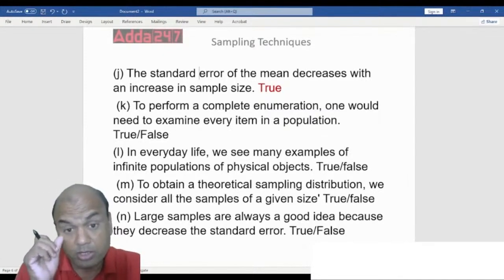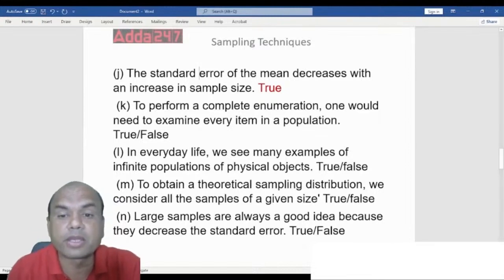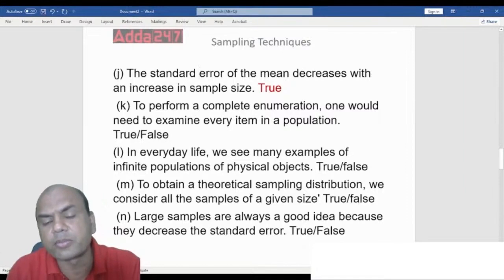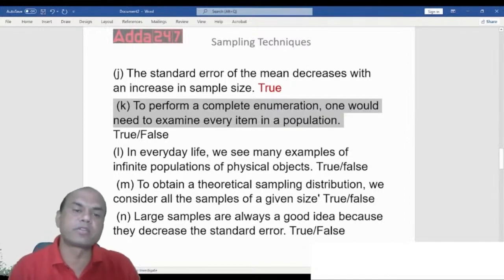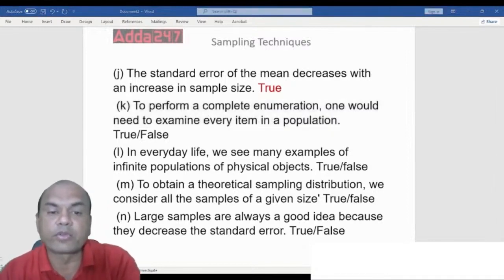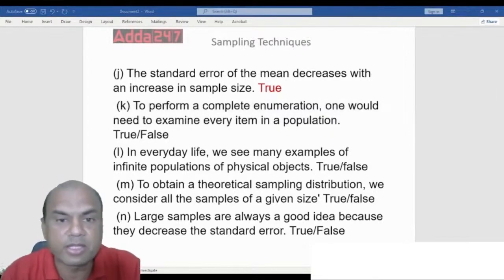To perform the complete enumeration, one would need to examine every item in the population. Means to do some survey. It's that simple. Suppose I have to do some survey, so will I have to survey each and every element of that sample size?